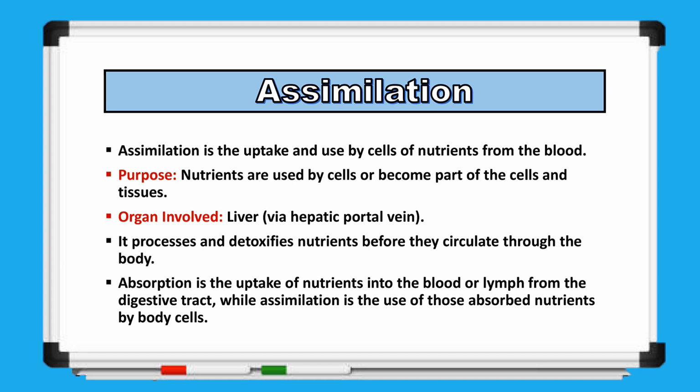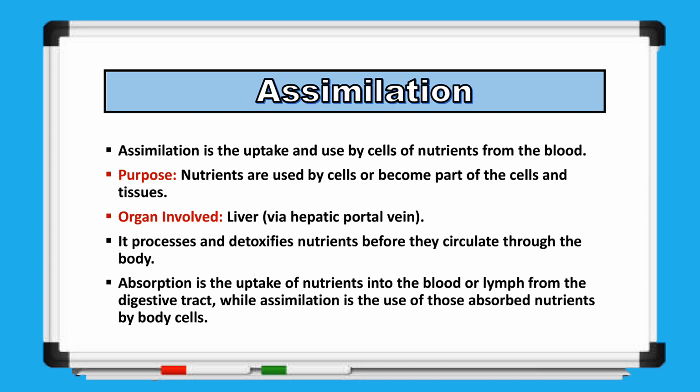The organ involved is the liver, which receives nutrients through the hepatic portal vein and plays a key role here. It processes nutrients, stores some of them, modifies others, and even detoxifies harmful substances before these nutrients are sent around the body. It's also important to see the difference between absorption and assimilation.